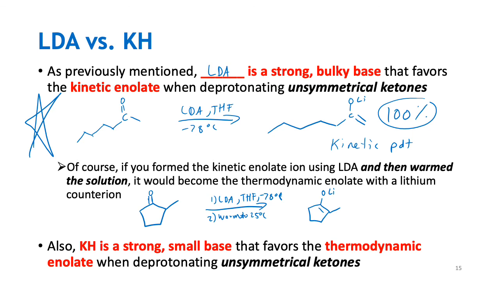So make sure whenever you're trying to draw the kinetic enolate that you look at the temperature. If it's cold and remains cold, you know the equilibrium's frozen. It's going to form the fastest, easiest to access enolate, aka the kinetic enolate, which again is favored when using a big bulky, non-nucleophilic base such as LDA. KH is a strong small base that favors the thermodynamic enolate when deprotonating unsymmetrical ketones.